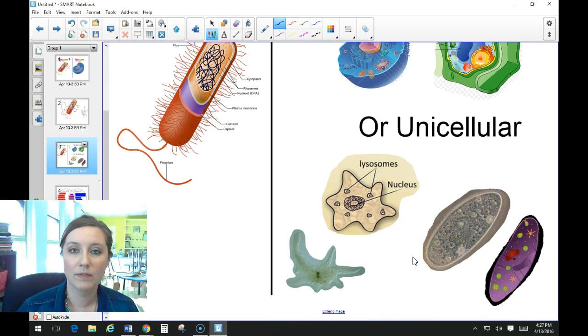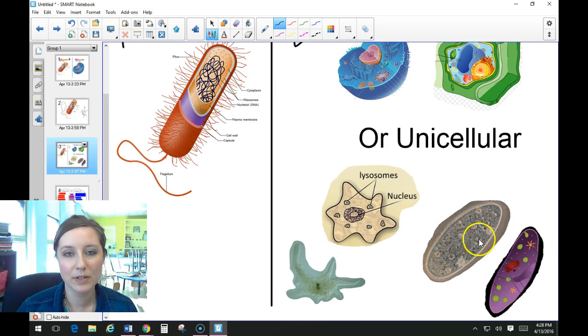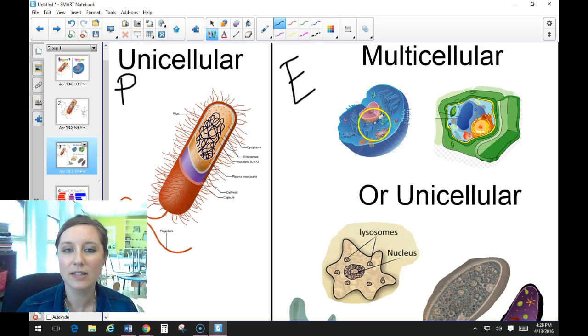And so an example of a unicellular eukaryote would be an amoeba. See, it has a nucleus, and then there are some lysosomes in it. It's very simple, but it still would be considered a eukaryotic cell. And then we also have a paramecium over here. And so the paramecium right there is its nucleus, and then it has some vacuoles and things in it. So again, very simple compared to our multicellular cells, but nonetheless, it does have a nucleus, and so that's why it's a eukaryotic cell.